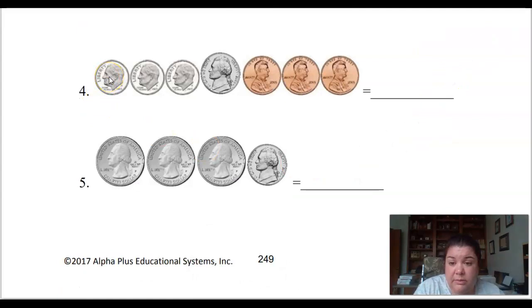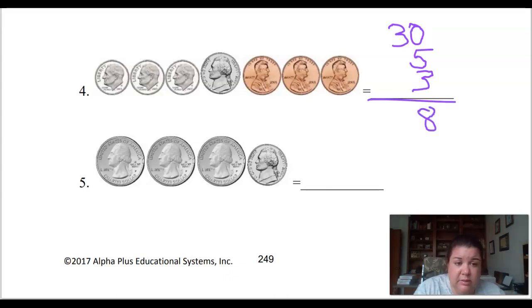Let's look at the next one. Skip count. 10, 20, 30. Okay. You have 30 plus how many? How many is that worth? And then you have 3 pennies, which is worth how much? 3. So 0 plus 5 is 5. 5 plus 3 is 8. No need to carry. Bring down the 3. 38 cents. Don't forget your cent sign.